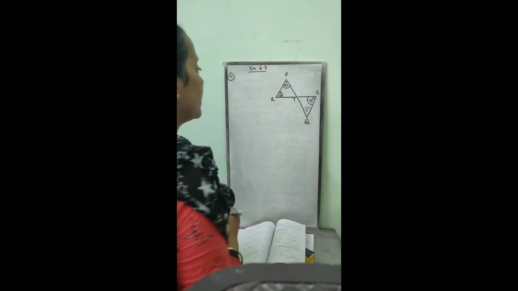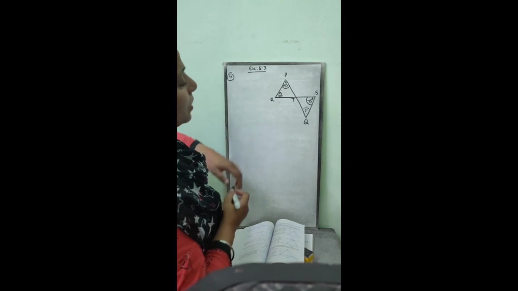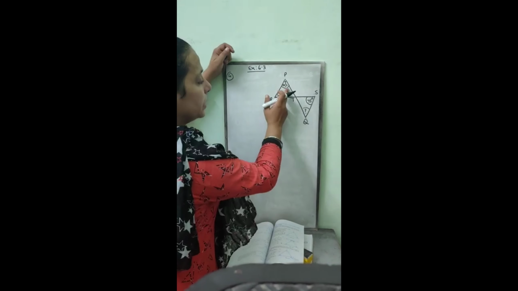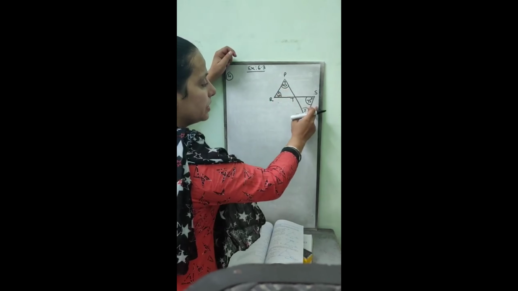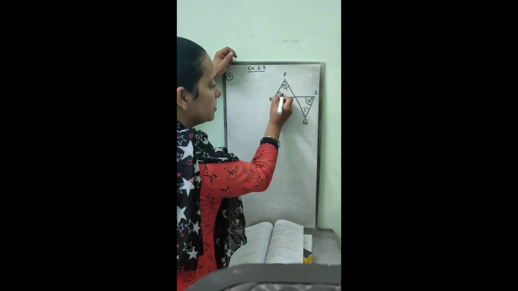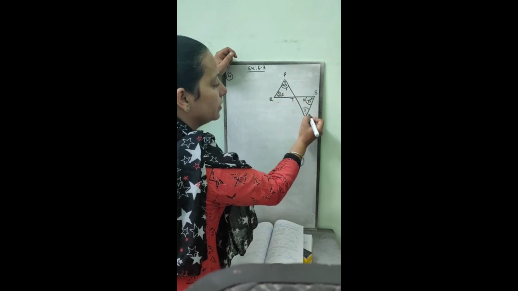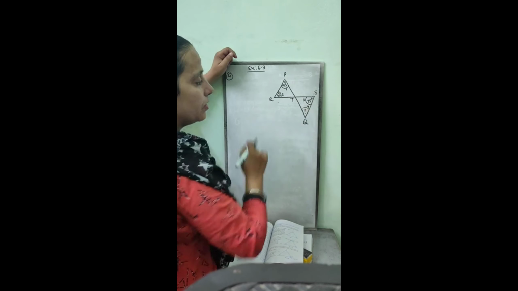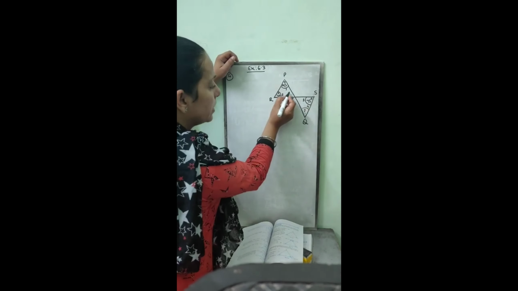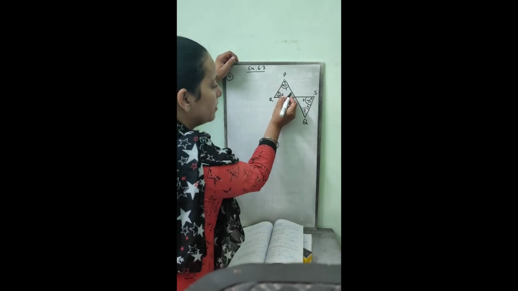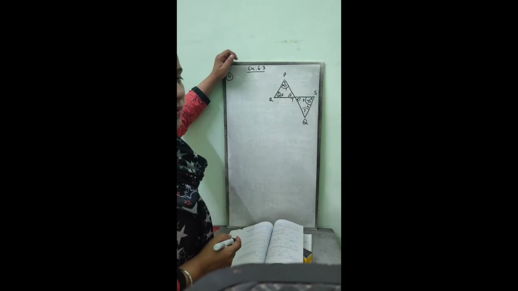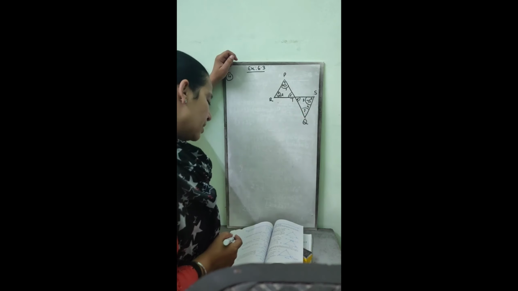Yes students, now we are going to solve sum number 4, exercise 6.3. See, this angle is 95, this is 40, this is 75. I am labeling these angles as 1, 2, 3. His question is to find angle 4. Here I am marking angle 5 and 6. Without their help, angle 4 is not possible to find out. Clear?